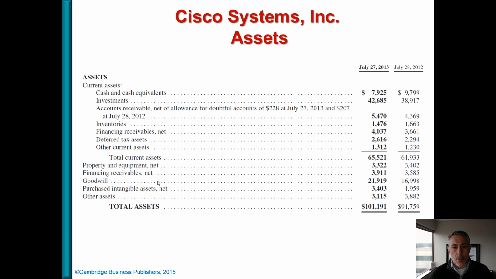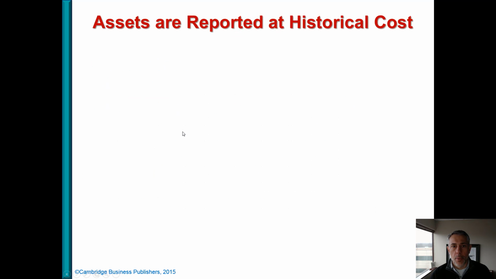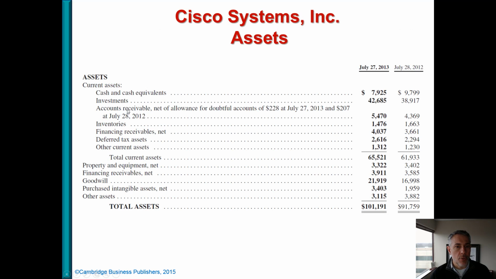Cisco Systems. You can see the total asset number here at the bottom of the page, $101 billion as of 2013. Pardon me, let me go back there. I wanted to show the accounts receivable presented net of the allowance for doubtful accounts. So this accounts receivable number would have been $228 million higher if Cisco had not reserved that amount and deducted it from the gross accounts receivable number.